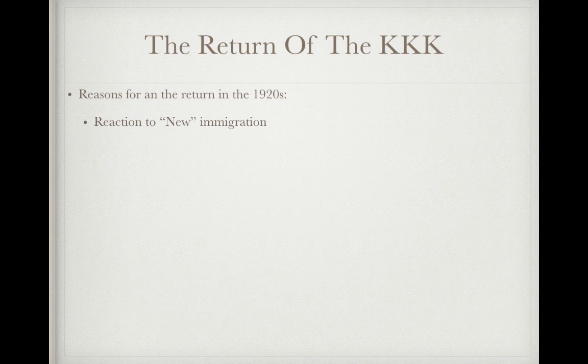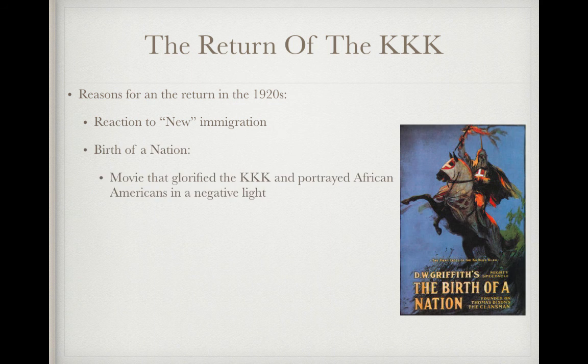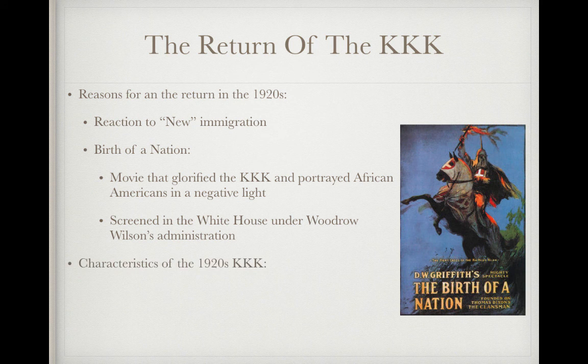So at this time, there was a movie produced called Birth of a Nation. It was a movie that glorified the Ku Klux Klan and portrayed African Americans in a very negative light. It was actually screened at the White House by President Woodrow Wilson's administration at the time. So characteristics of the 1920s Ku Klux Klan was really anti-African American, anti-Semitic, and also anti-Catholic.